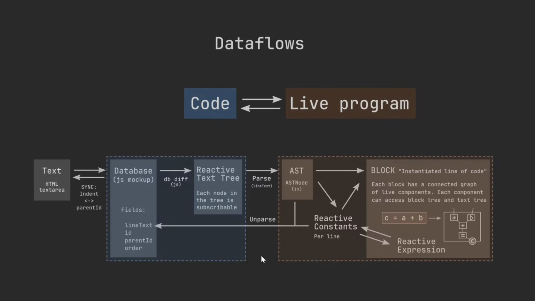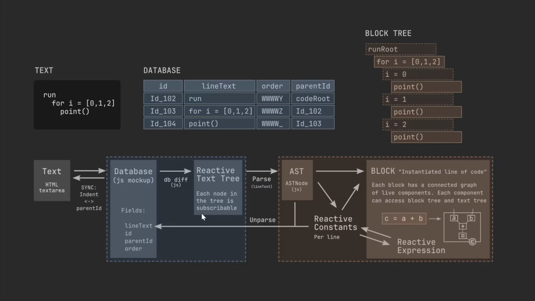Here's a bit more detail, and let's go through it using this example here. The editor is just the HTML text area. The end goal is a very different kind of editor, but now it's a text area and it's two-way synchronized to the database. So instead of indented text, we get individual lines with order and parents.